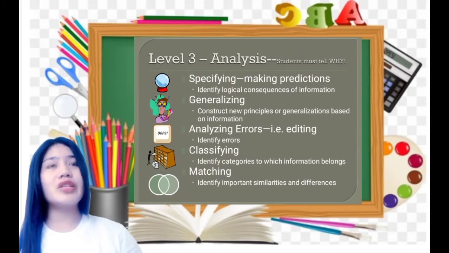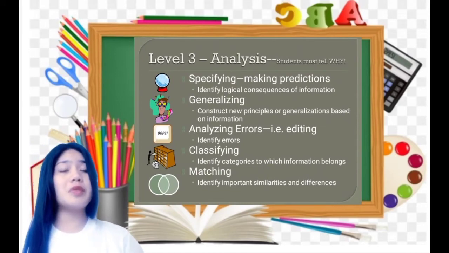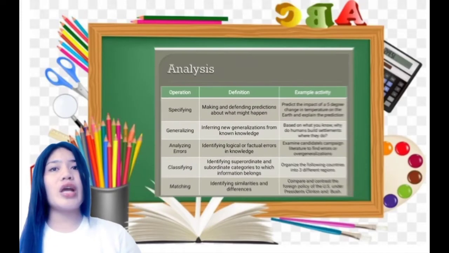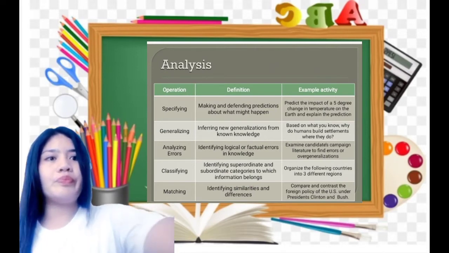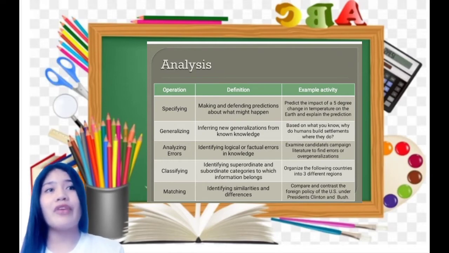On this level, the student must tell why. So under here is specifying, generalizing, analyzing errors, classifying, and matching. The definition of specifying is making and defending predictions about what might happen. An example here is: predict the impact of a 5-degree change in temperature on the Earth and explain that prediction.